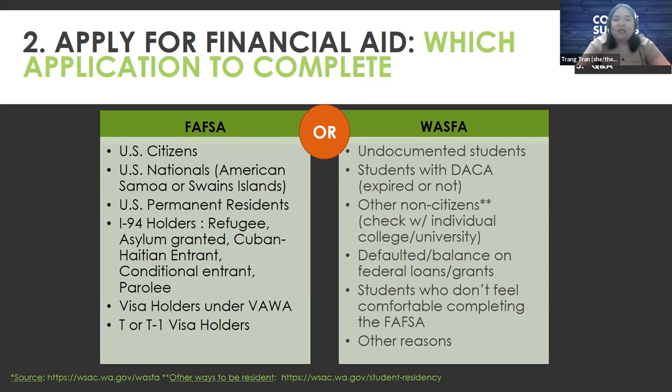Students who answer yes to any of these questions will file a FAFSA. So if the student is a US citizen, a US national, like those from American Samoa or the Swains Islands, a US permanent resident, an I-94 holder with one of the following designations: refugee, asylum granted, Cuban Haitian entrant, conditional entrant, or parolee, visa holders under the VAWA Act, or T or T1 visa holders. Any of those students under any of the following categories will apply for a FAFSA.